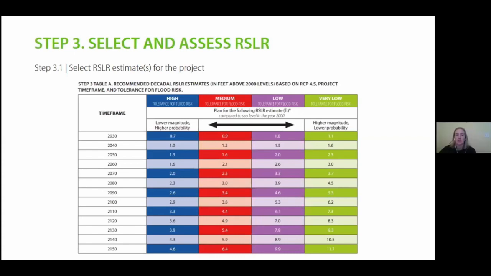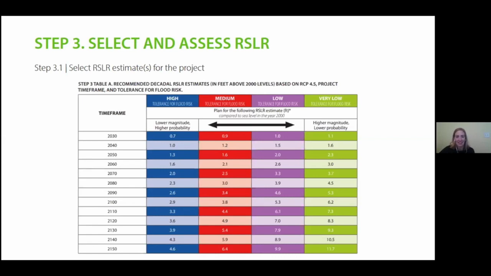So step 3 directs decision makers to select the appropriate relative sea level rise number or numbers for their project and assess the impacts. Based on the time frame or timeframes determined in step 1 and the tolerance for flood risk determined in step 2, you can use the step 3 table, which is pictured here, to find the recommended relative sea level rise for the project. RSLR values provided in the table are lowest for projects with high tolerance for flood risk, like a walking path, and highest for projects with very low tolerance for flood risk, like a hospital.